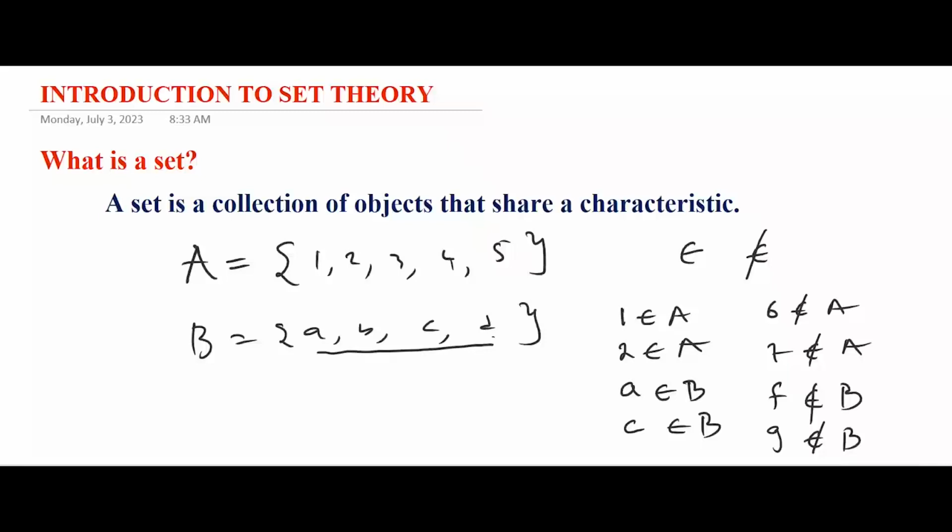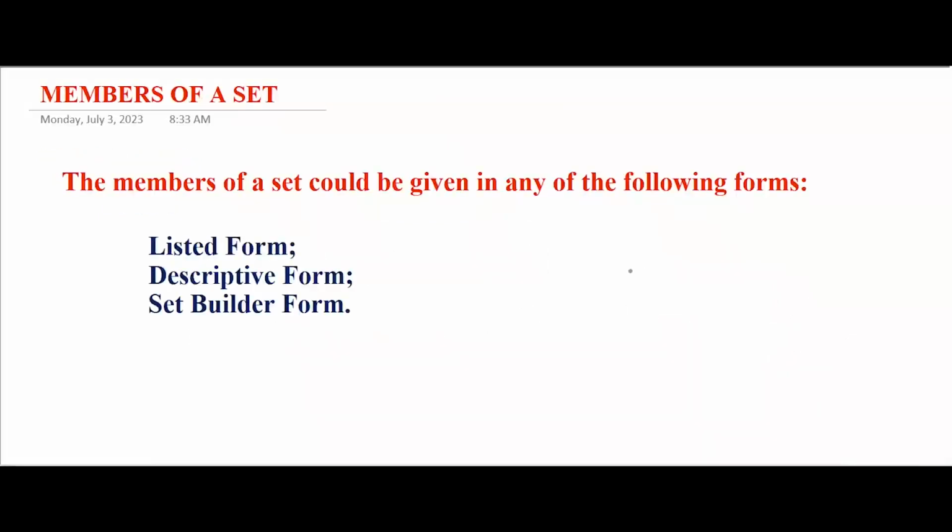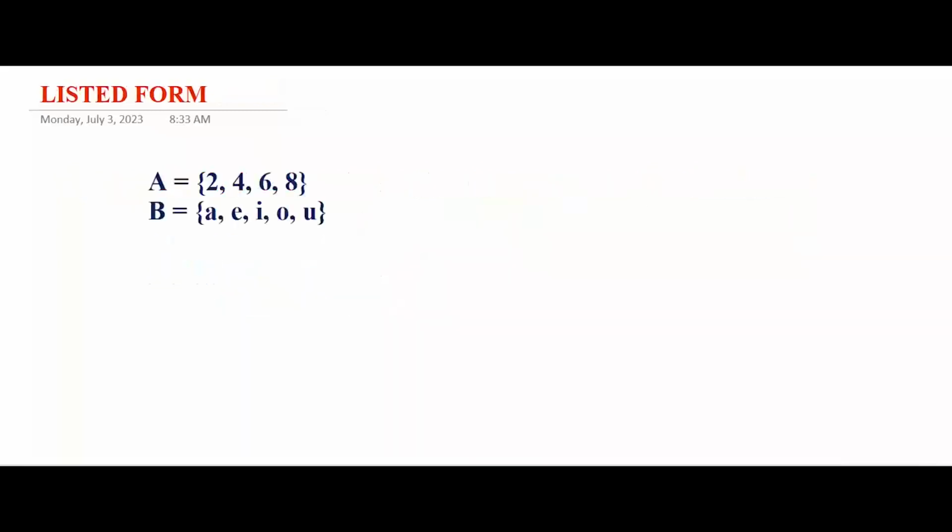So now, the members of a given set. The members of a given set could be given in any of the following forms. It could be in listed form, or descriptive form, or in a set builder form. It is very important for you to be conversant with this, as you are going to meet them in your questions. So the first one is the listed form.